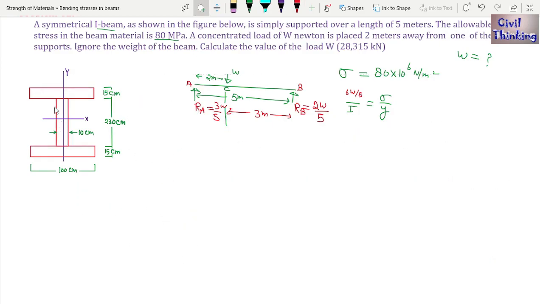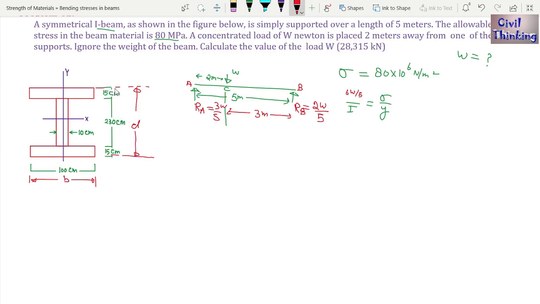Now you can see this is an I section. Let me assume this to be B. This is B, which is 100 centimeter. And let me assume D to be like this. This is the maximum depth. This is the D. Now B is 100 and D is what?